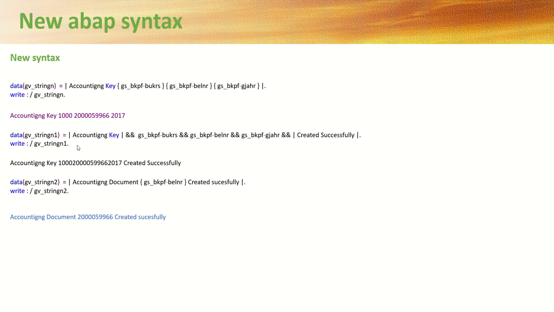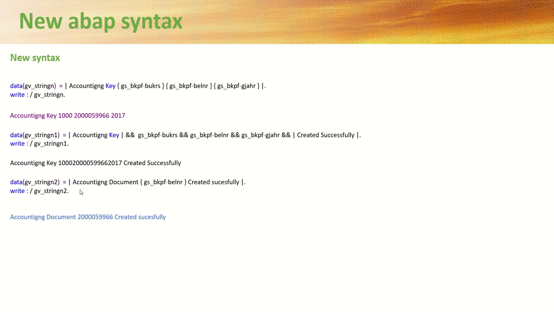We can also use ampersand like this. Here you can see I declare one new variable and I'm concatenating accounting key, and last I have added one more text element as created successfully. Here my requirement is I don't want space in between those variables. So that's why I wrote it like this: account key, a key is a combination of all key fields. So I wanted a string like this.